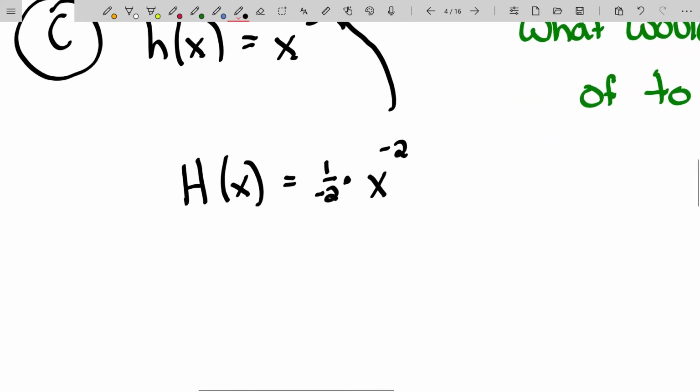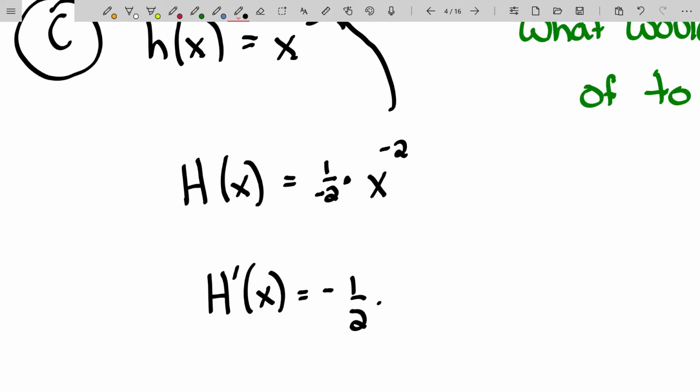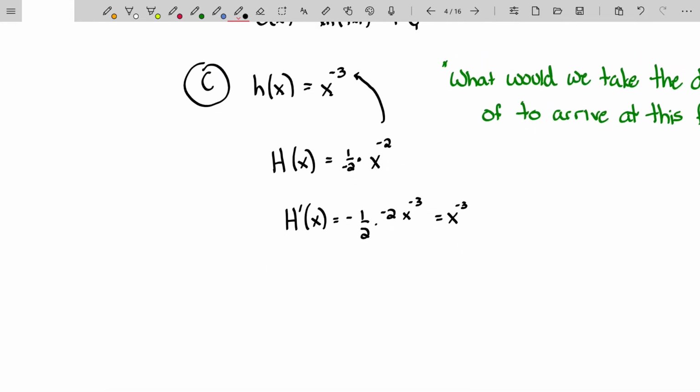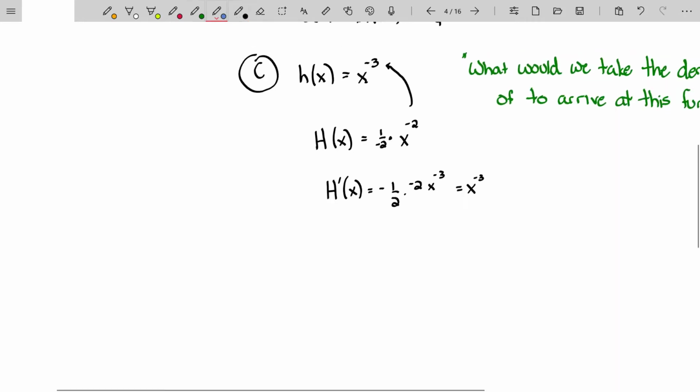You could double check your work. H prime of x is equal to a negative 1/2 times, and let's see, we bring down the negative 2, x to the negative 3. The negative 2 cancels with a negative 1/2, and you get x to the negative 3. So it does work out. In general, just letting you know, we're not going to actually write it down as a theorem until later, but it is kind of nice to write out right now. I'll just write it in blue, and I'll write it as a theorem anyway.